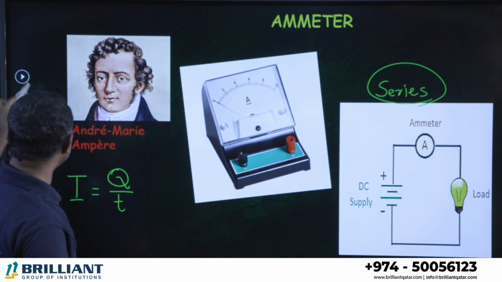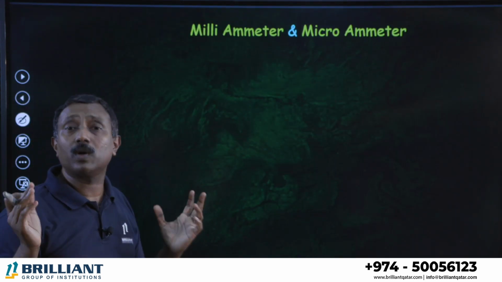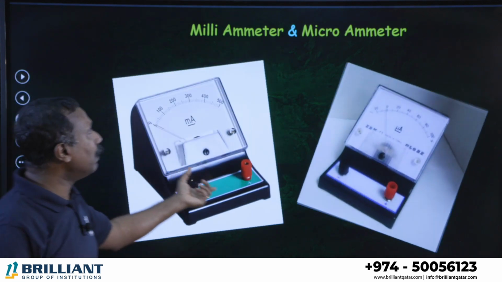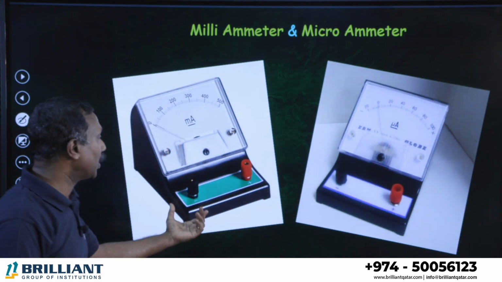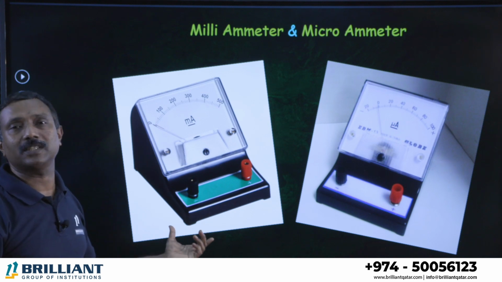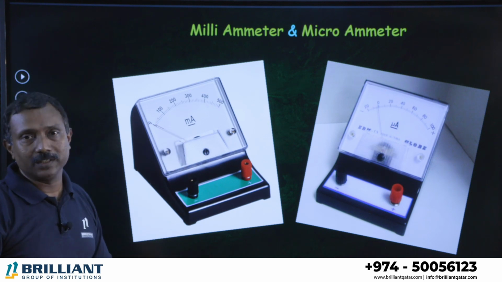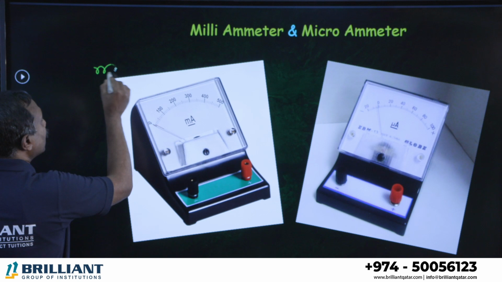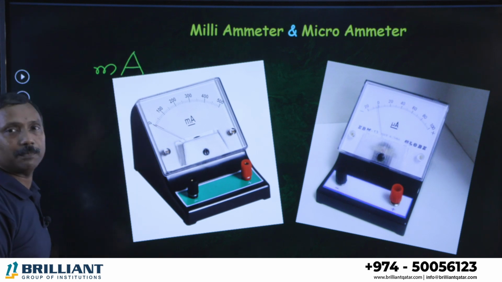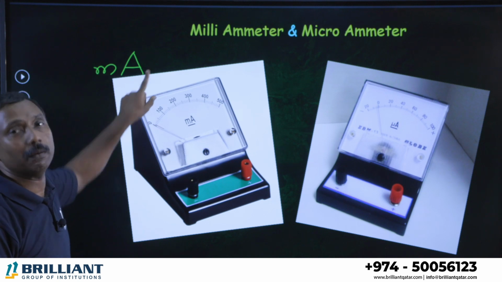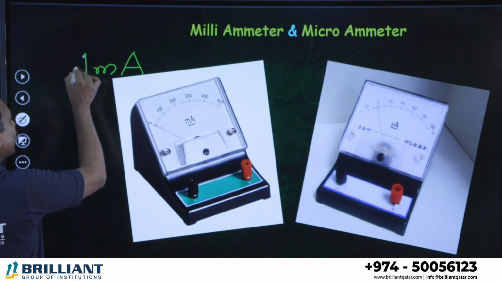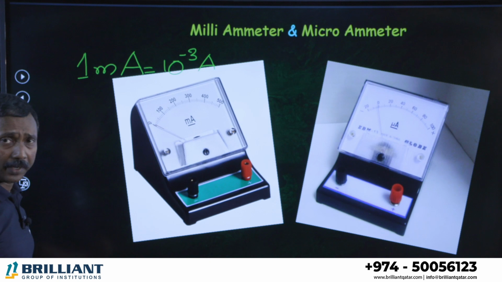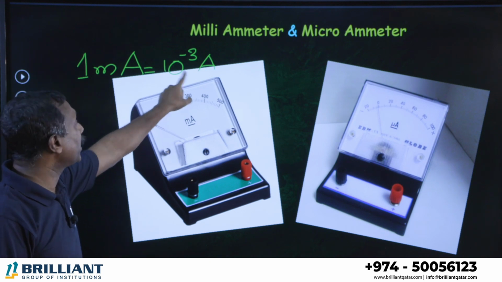But you know that in many electrical circuits, there may not be a large amount of electric current. In such situations, we use milliammeters and microammeters for measuring this kind of feeble amount of electricity passing through the circuits. See, in milliammeters, the current is measured in milliamperes, represented by a small letter m and a capital letter A, and we read this as milliampere. 1 milliampere is exactly equal to 10 raised to minus 3 amperes. Don't forget, 1 milliampere is equal to 10 raised to minus 3 amperes.